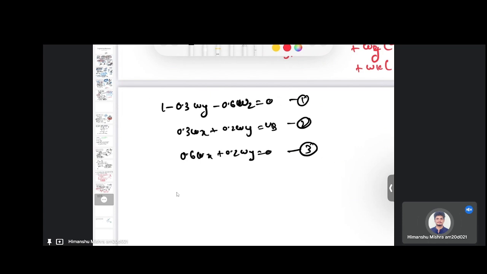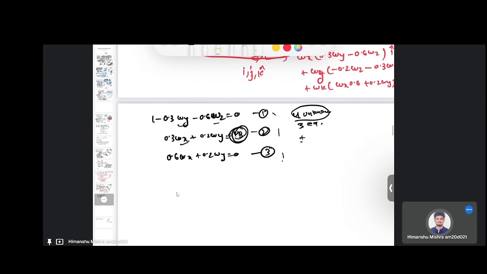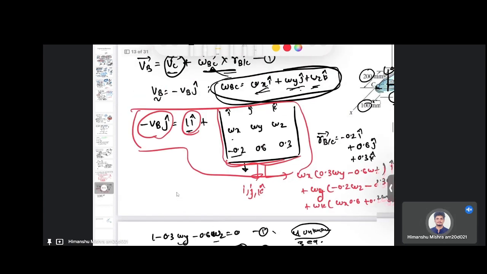You can see that the three unknowns are omega x, omega y and omega z, and we have three equations, but there is one additional unknown, VB, that we need to find. So this is our end goal, VB. So basically there are four unknowns and three equations. To solve these four unknowns, we need one more equation. We need four equations. So what we can do is use a vector property here.